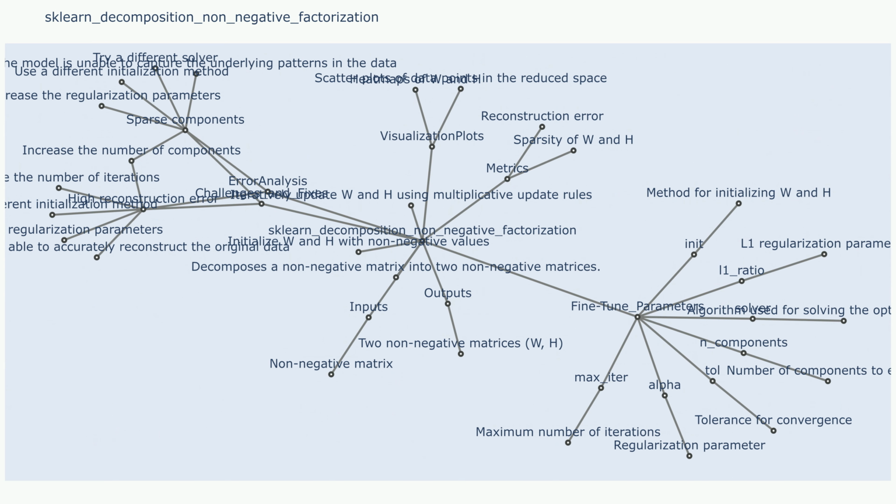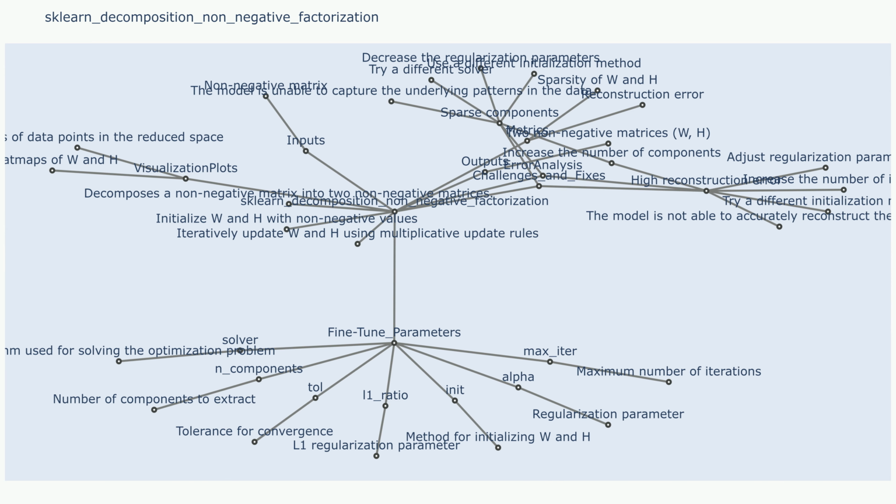Bootstrapping: resampling the data multiple times and performing NMF on each sample can provide estimates of uncertainty in the components. Bayesian NMF. This approach incorporates prior distributions over W and H, allowing for uncertainty quantification in the factorization.